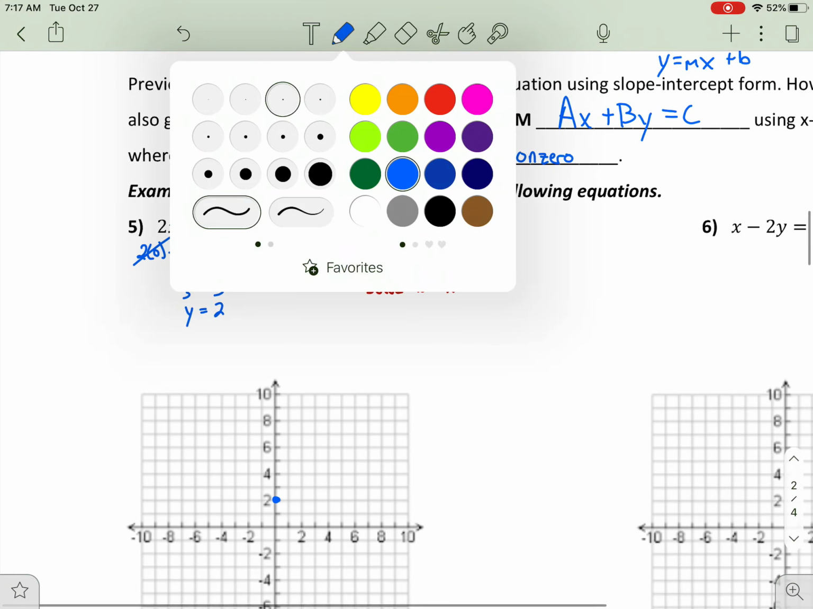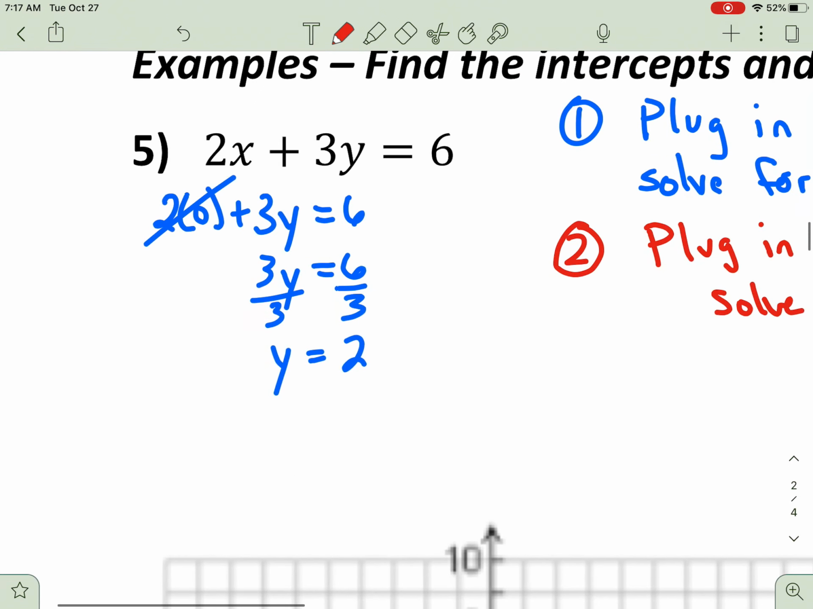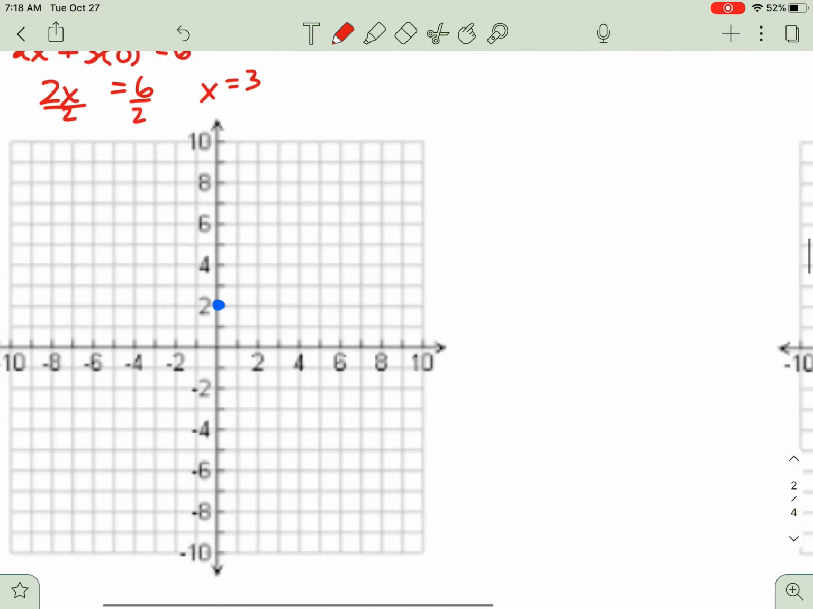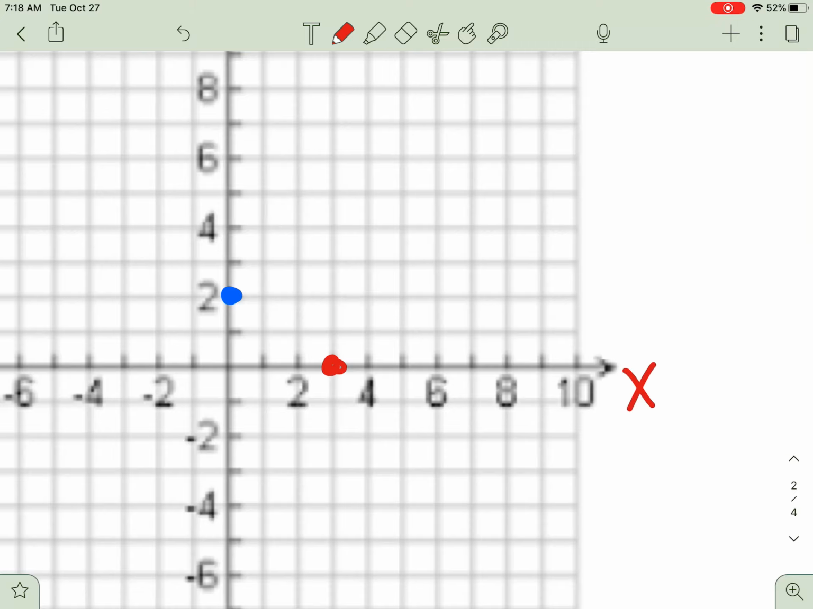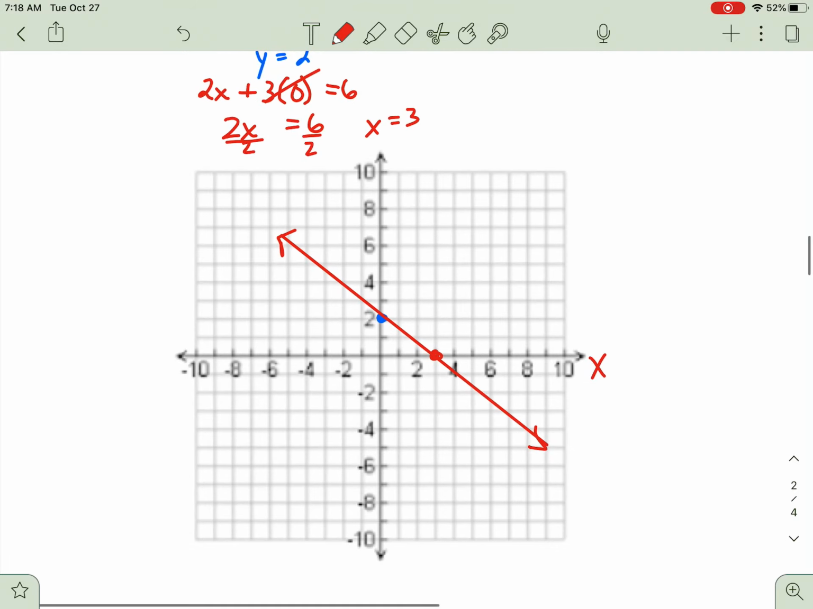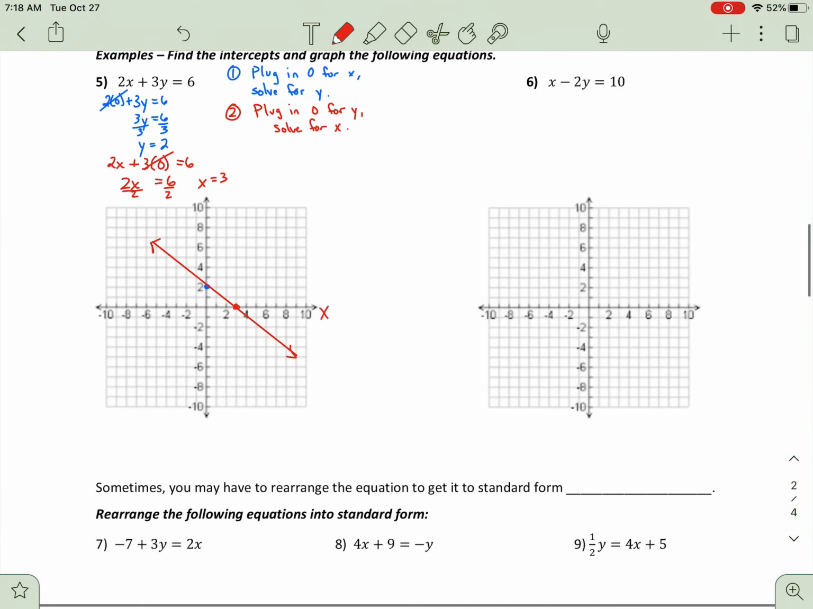All right, so then the second one, do the same thing, only now we're plugging it in for y. So 2x plus 3 times 0 equals 6. 2x equals 6. Divide by 2, x equals 3. So here's our other intercept on the x-axis. Okay, and anytime you're working with standard form, I'm okay if you just do the two dots instead of 3. If you're in intercept form, you need to have 3 dots. Okay, so there's our line. All right, same thing here.